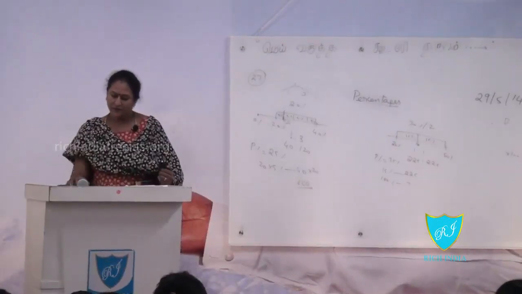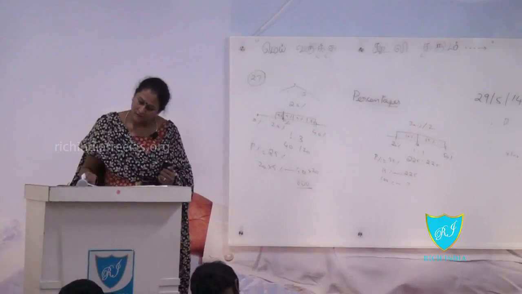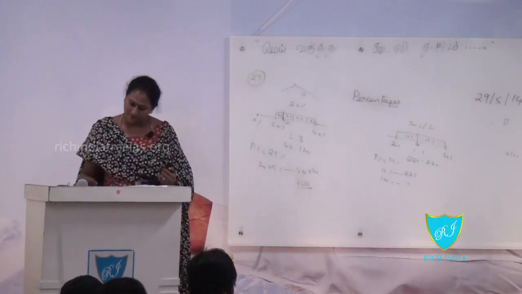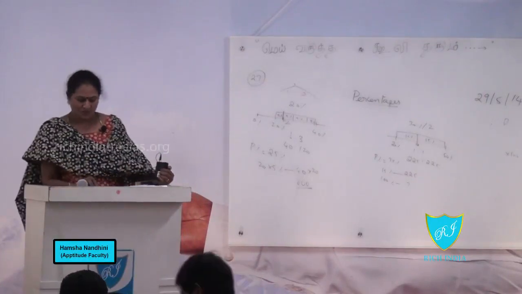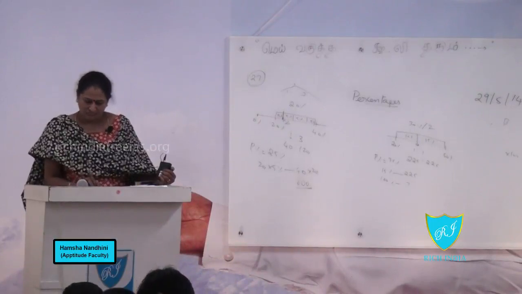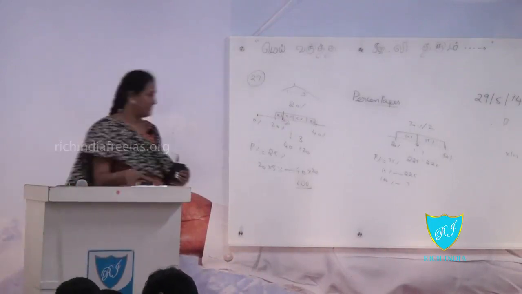So for the 37th question, it is 9 rupees.